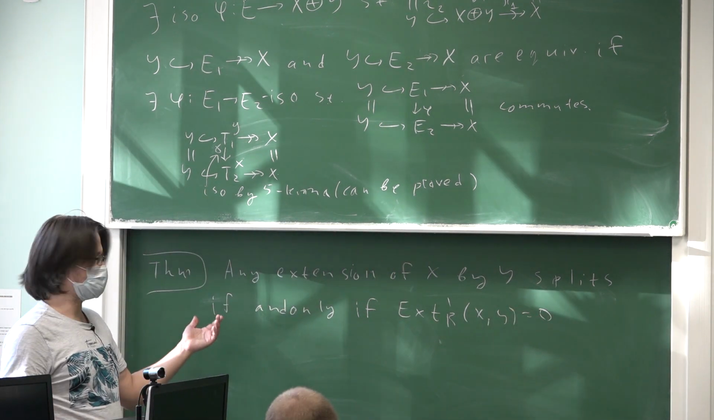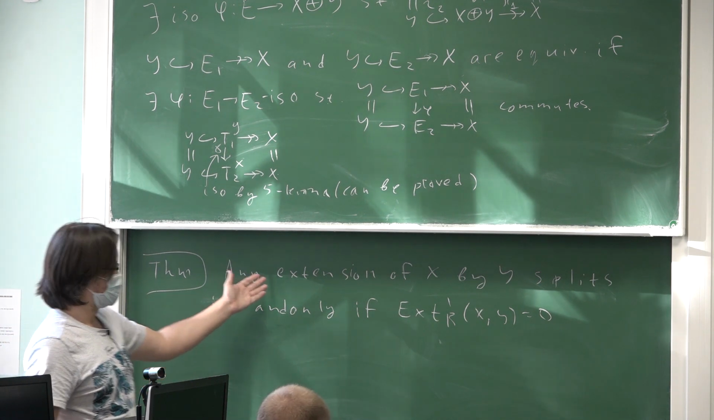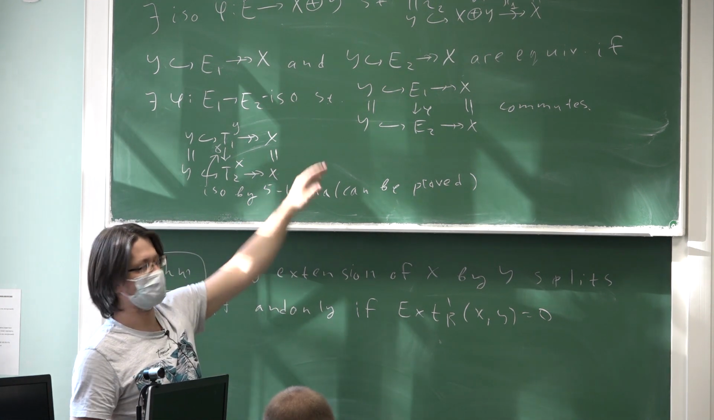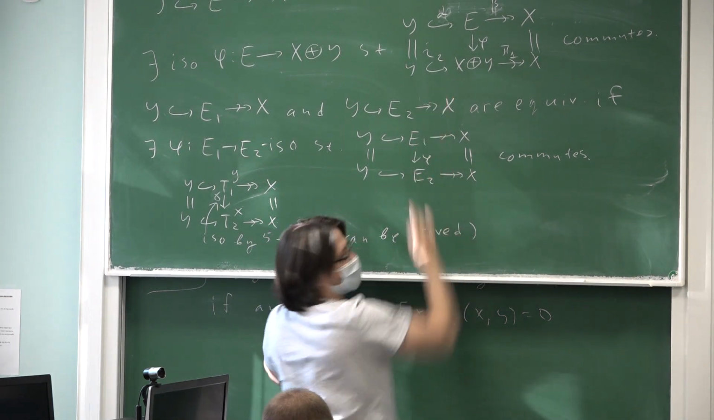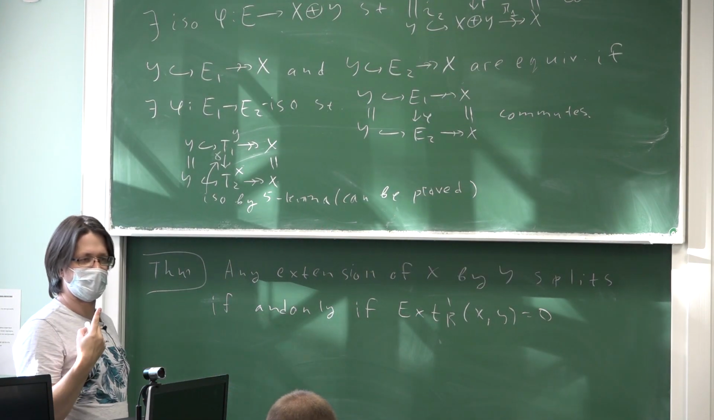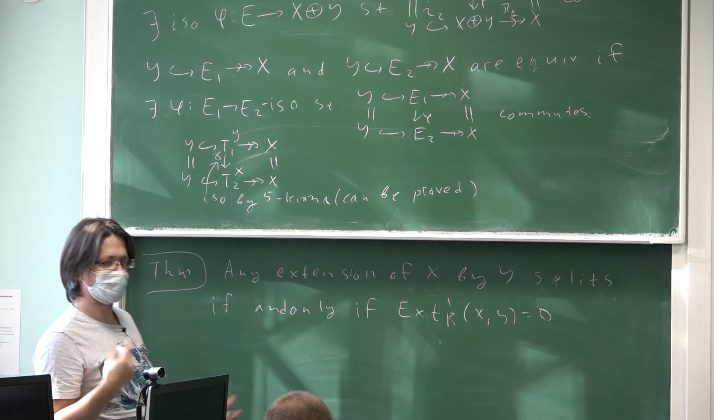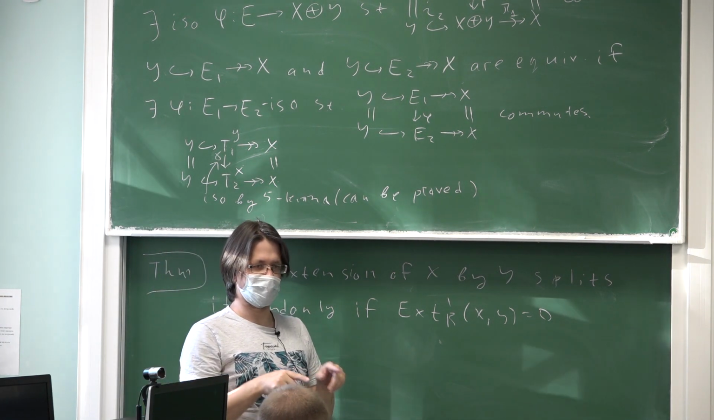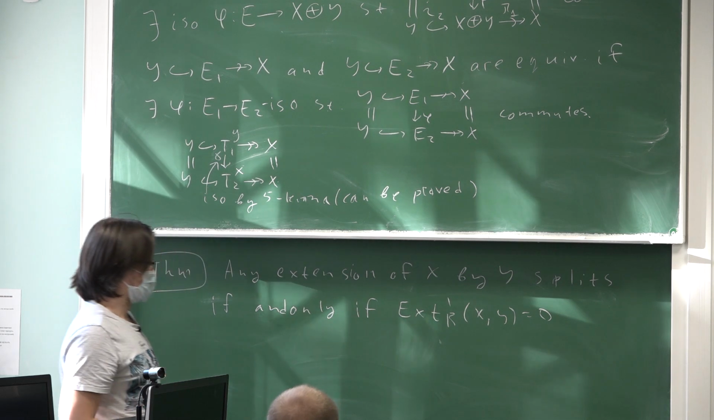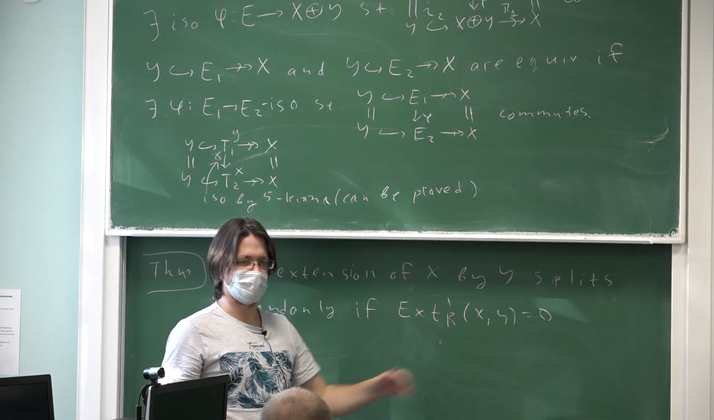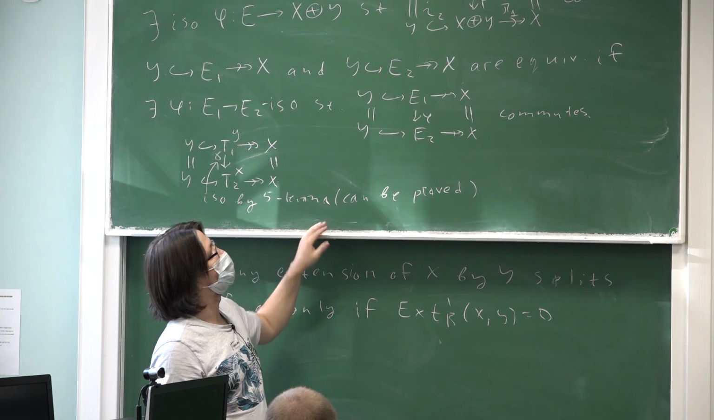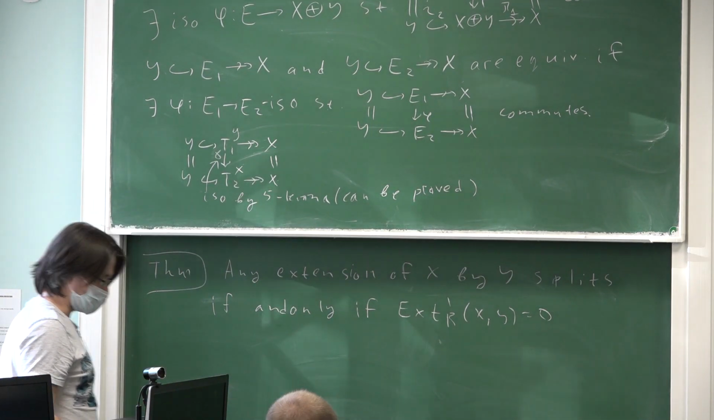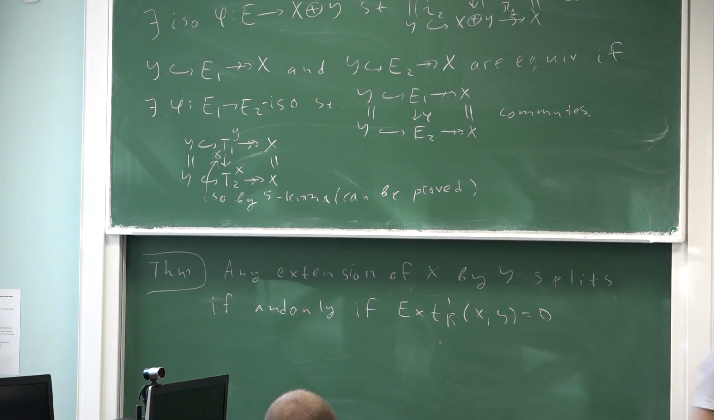It's clear what it means that any extension splits. This means that all extensions are equivalent to the split one. And this means that there is only one equivalence class of extension, and this class is 0, so Ext^1 is 0, because Ext^1 is in one-to-one correspondence with equivalence classes. And if Ext^1 is 0, this means that all extensions are equivalent, and in particular, all of them are equivalent to this one. And this means that all extensions split.